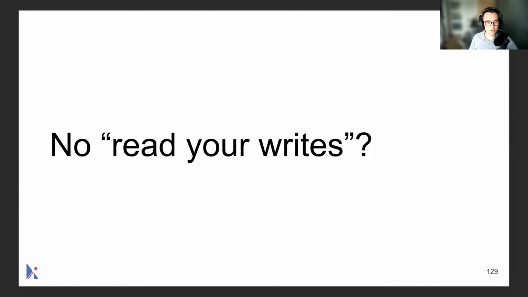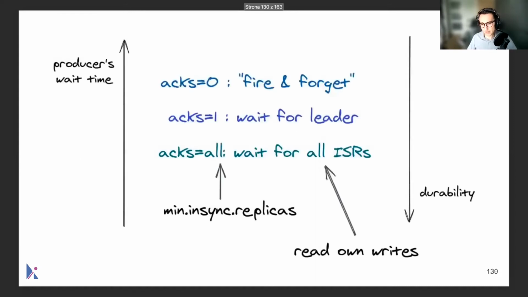So does it mean that there is no read-your-writes semantics? So does it mean that the consistency guarantees in Kafka are so weak that even read-your-writes is impossible? Well, it all depends on the configuration, again. So that's one of the reasons why Kafka introduced a concept of a producer ACK, so acknowledgement. So when a producer wants to write a message, it could decide for how many in-sync replicas to wait.